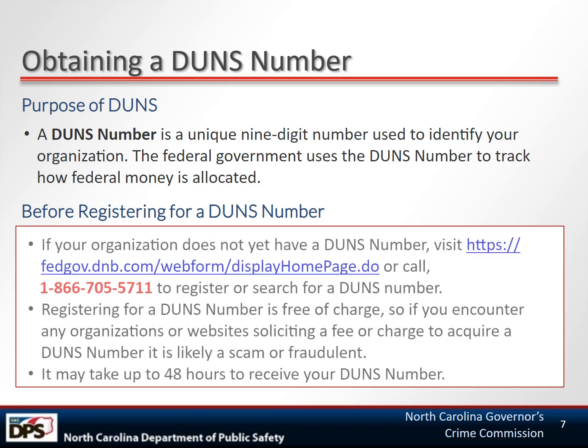If your organization does not yet have a DUNS number or no one knows it, visit the provided website or call 866-705-5711 to register or search for a DUNS number. Again, registering for a DUNS number is free of charge, so if you encounter any organizations or websites soliciting a fee or charge to acquire a DUNS number, it is likely a scam or fraudulent. It may take up to 48 hours to receive your DUNS number. The web address is the same as the previous slide. Please write down the phone number for future use.